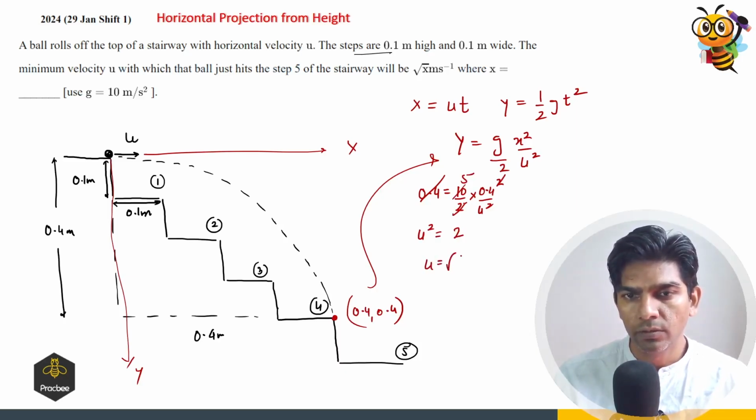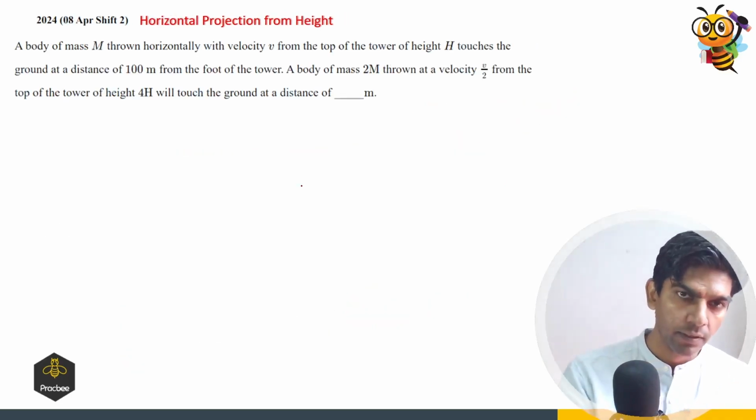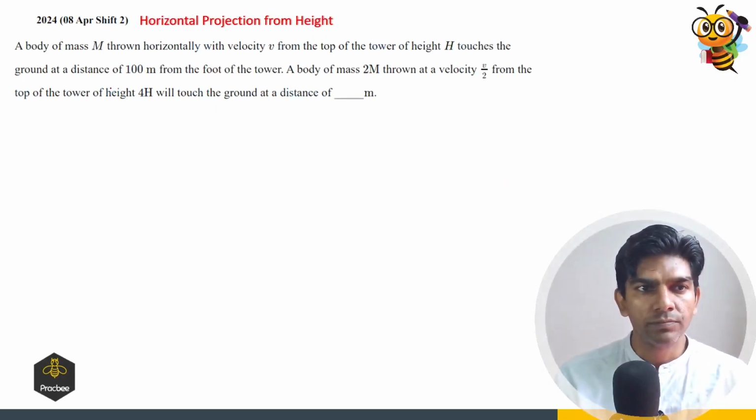So u will be root 2, and this is given as root x. So x is nothing but 2. So 2 is the answer of this question. Now let us see this question.